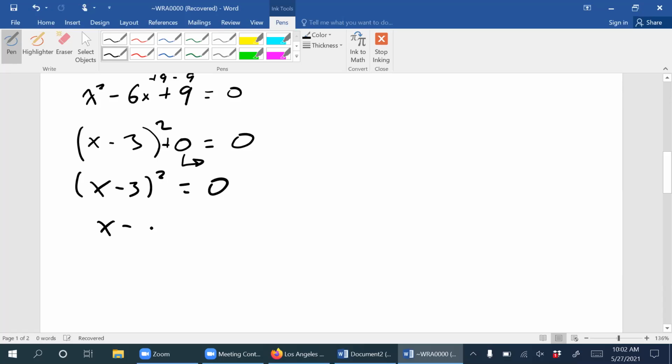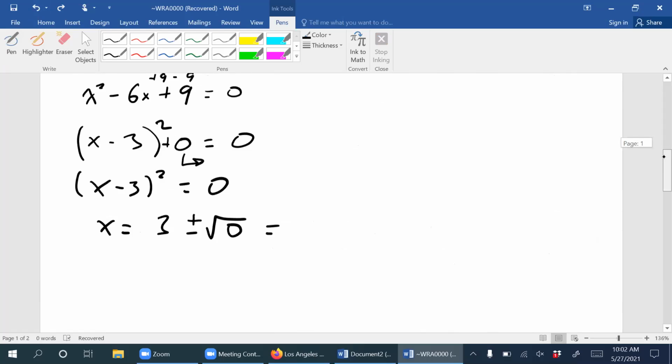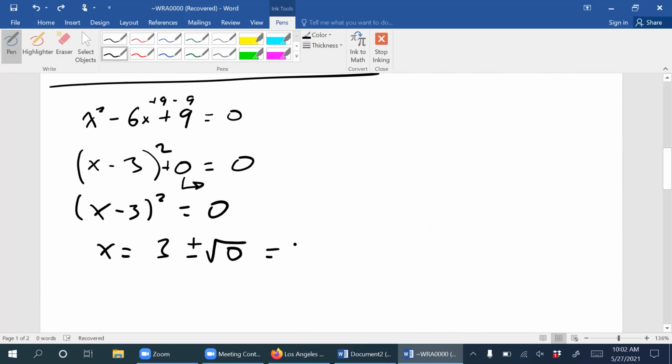X is equal to the square root of 0 plus and minus 3. This gives us just 3. 3 plus 0 is 3, and 3 minus 0 is 3. So we have two answers here. Our answers are going to be simply just 3. Great.